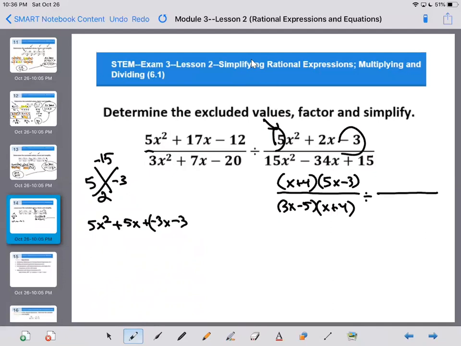And we'll group. So that'll be 5x, so that'll be x plus 1. And then we'll factor out a negative 3, and that'll be x plus 1. So you'll have 5x minus 3 and x plus 1.